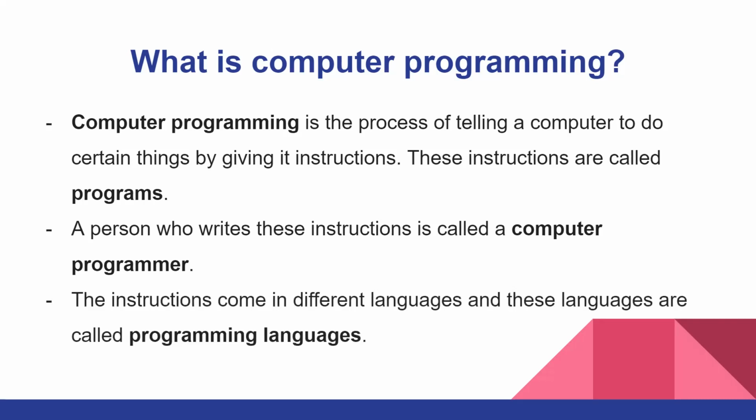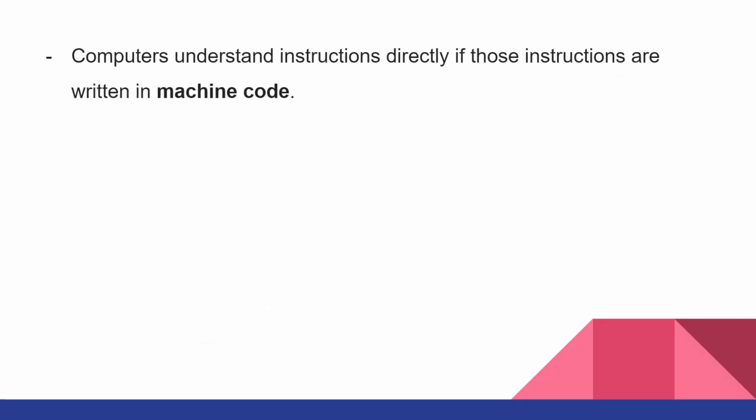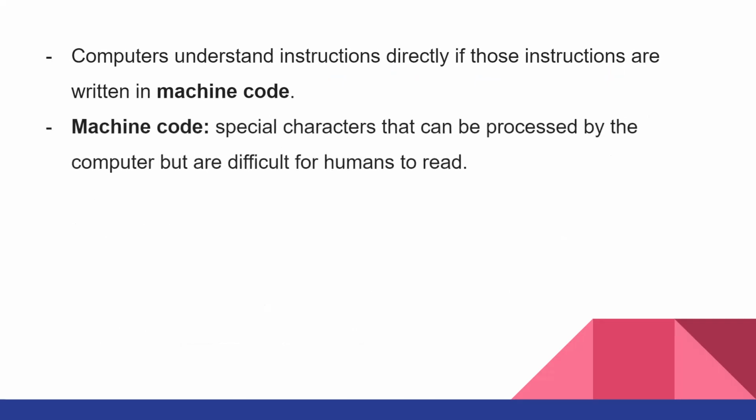The instructions come in different languages, like the English language, like the German language, like the Spanish language, and these languages are called programming languages. Computers understand instructions directly if those instructions are written in machine code. Machine code consists of special characters that can be processed by the computer, but are difficult for humans to read and understand. The machine code is the computer's language, the language that the computer understands.